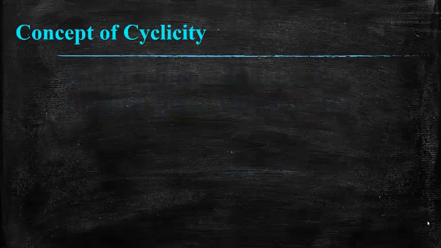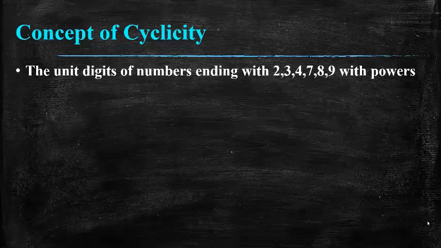If you want to find out the unit digit of any given number with some power raised to it, the first and foremost thing is we should learn the unit digits of numbers ending with 2, 3, 4, 7, 8, 9 with some powers raised to it. This is the basic funda to solve these problems. So first I'm going to list out the unit digits of numbers that end with 2, 3, 4, 7, 8, 9 with some powers raised to it.